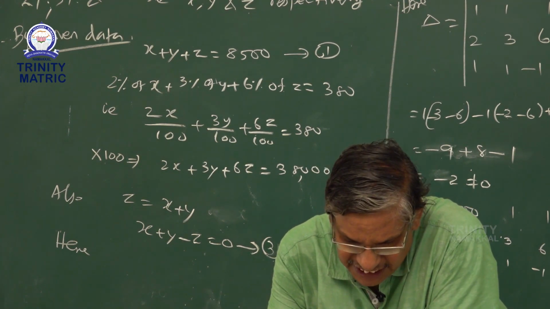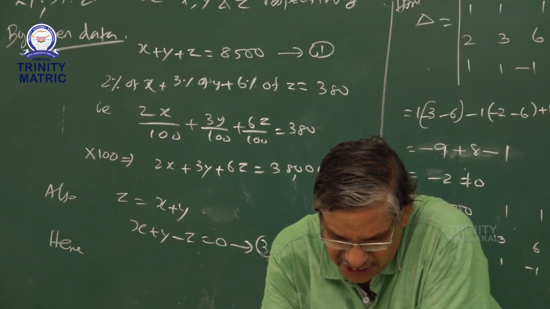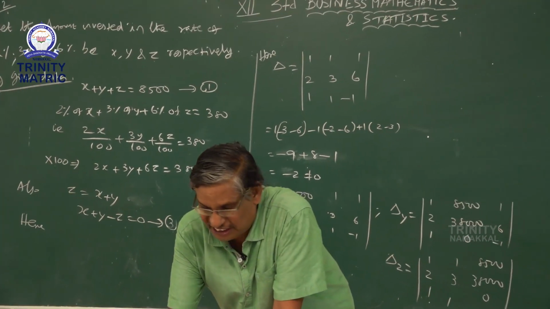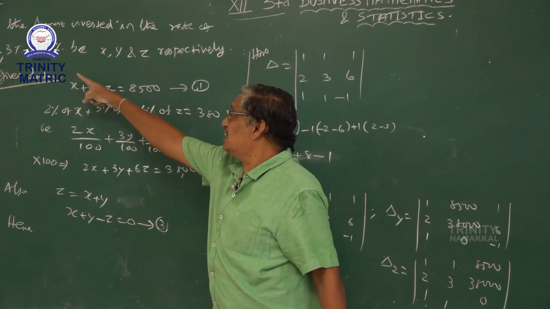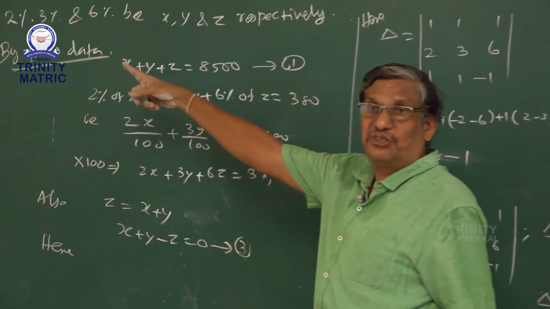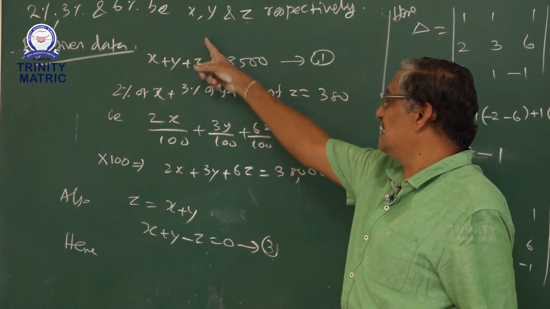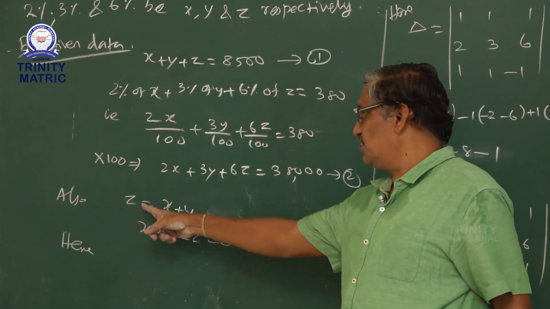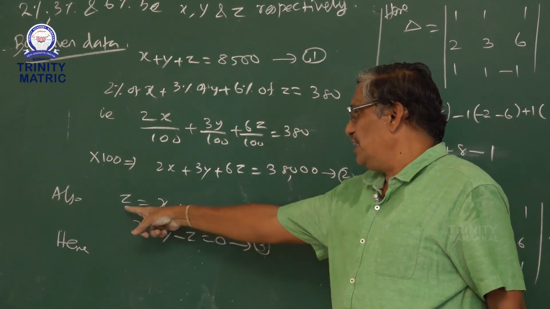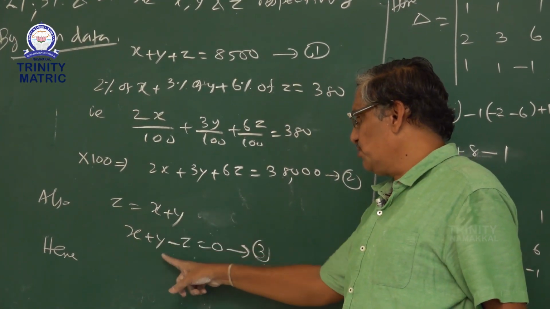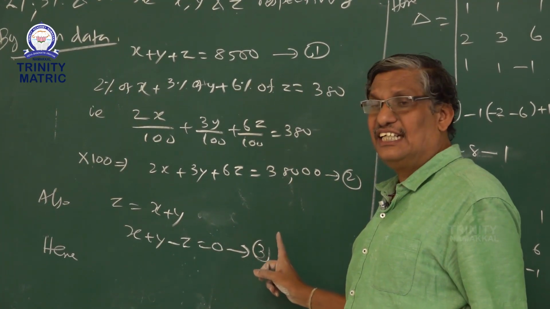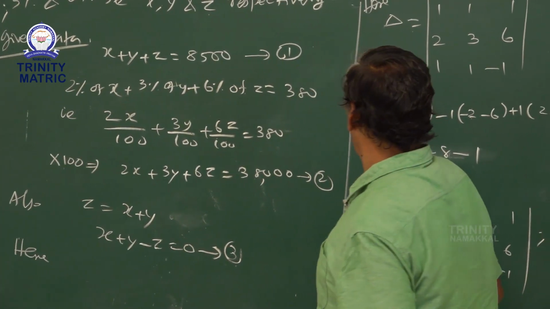Next one is that the investment in 6% was equal to the sum of the amounts in the other 2 accounts. That is, the 6% investment is equal to the sum of the other 2 accounts. That is, x and y is equal to z. So the third one is z is equal to x plus y. So bring this z to this side: x plus y minus z is equal to 0. That is the third equation. Now we have to find the del.